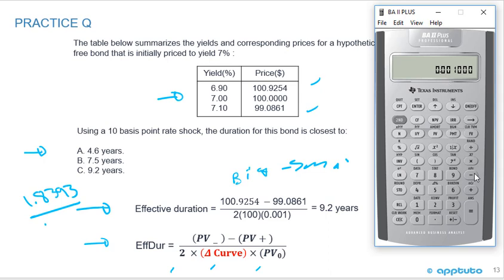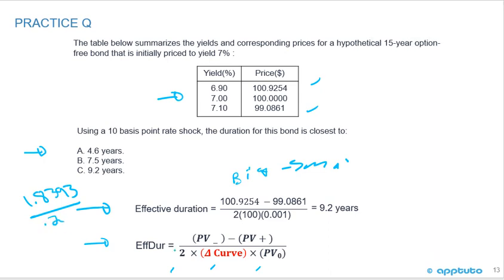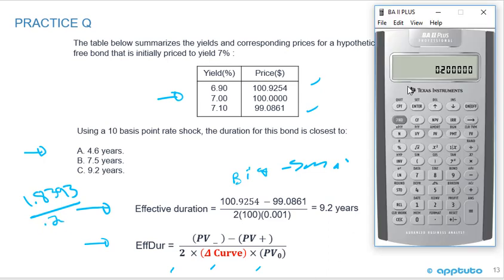So let's just leave that on the calculator. I'm going to multiply that by 2 and multiply by the original price, which was the par. I've got 0.2. So then 1.8393 divided by 0.2, and we've got 9.196.